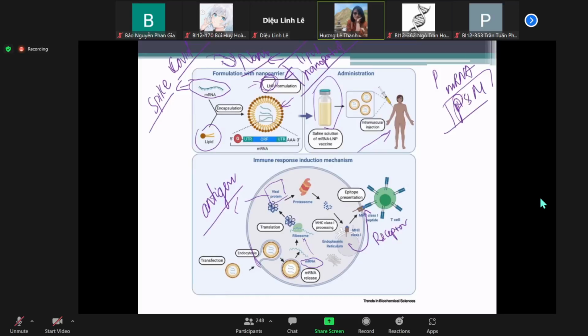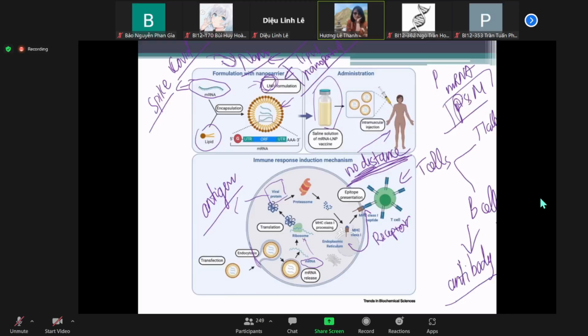And they will connect with T cells by no distance. Remember the cell communication lectures? I showed you this, right? We send the antigens into the MHC receptors of the macrophage. The T cell will come and receive information by no distance. And then the T cell will activate the T killer and also the B cells to produce the antibodies, and also B memory.